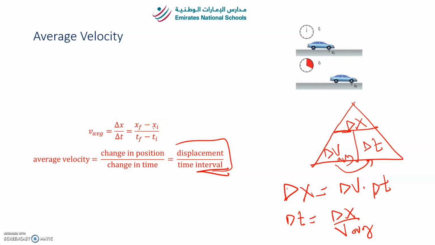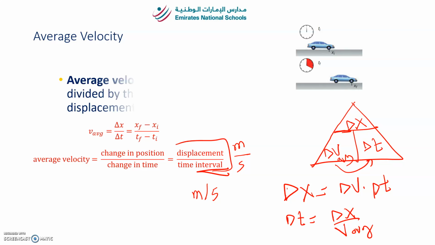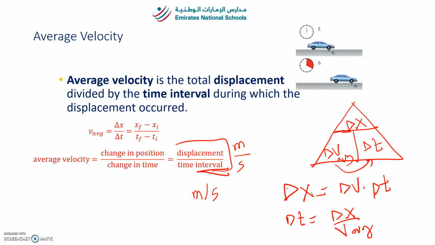What is the unit? Always I get the unit from the formula. The SI unit for displacement is meter over time in seconds, so it will be meter per second. If I'm moving, for example, from Al Ain to Dubai, I have to specify the value, the number, plus the direction. This is velocity. Speed, no, I only give the value. So the average velocity is the total displacement divided by the time interval during which the displacement occurs.